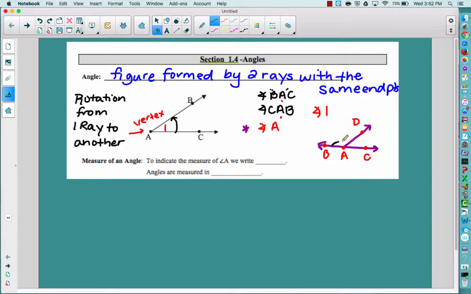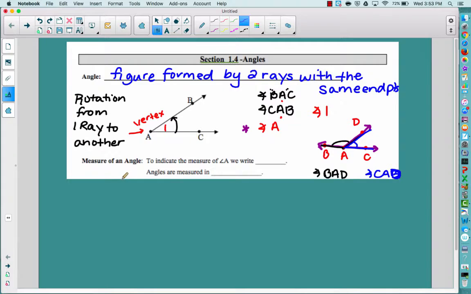If I'm talking about this angle right here, that means these are the 2 rays, right? So I would call this angle BAD. If I'm talking about this angle, then these are the 2 rays, and I would call that angle CAD. All right, how do we measure an angle?